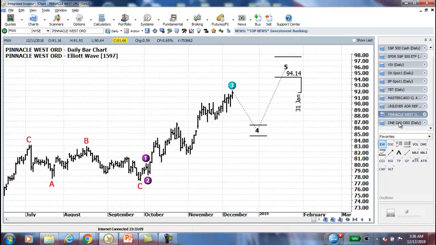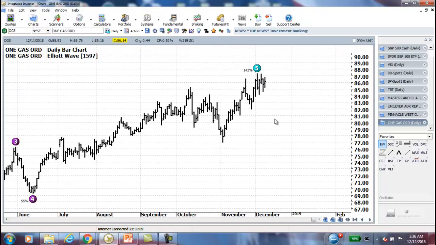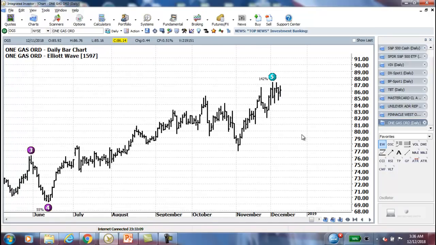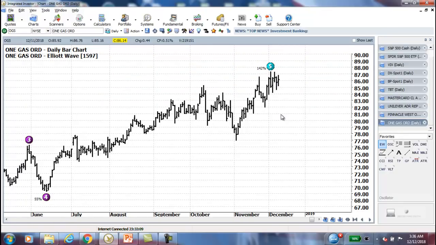It's just amazing. Okay, so the new case study to look at this week is OGS. One gas. Now this one's a little different. This is a wave 5. It's 142% extension, which is in between the 100 and the 161.8 fib levels. It would likely go to the 161.8 fib level, but it doesn't have to. I want to make sure I'm clear on this. It doesn't have to do that. It's just a possibility for it to go there, because it's already done what it's supposed to do.